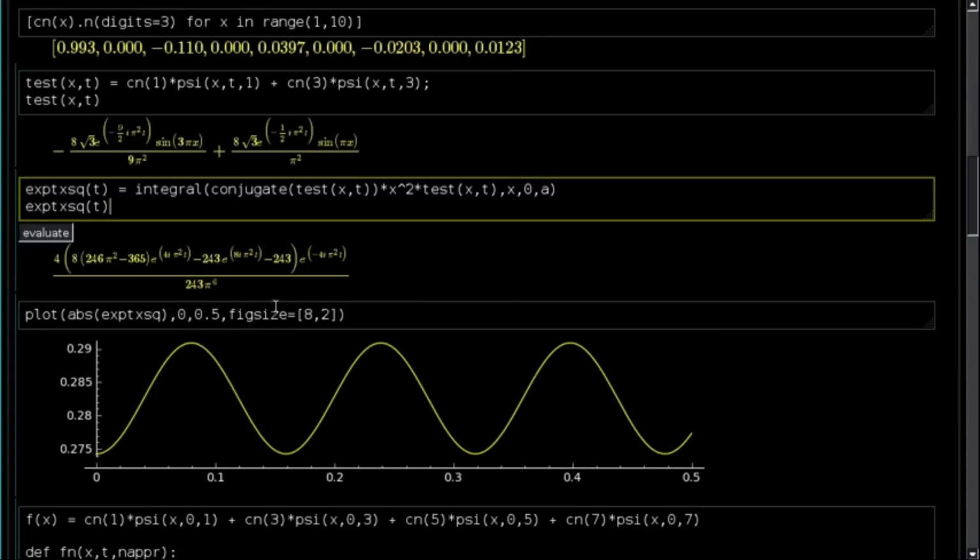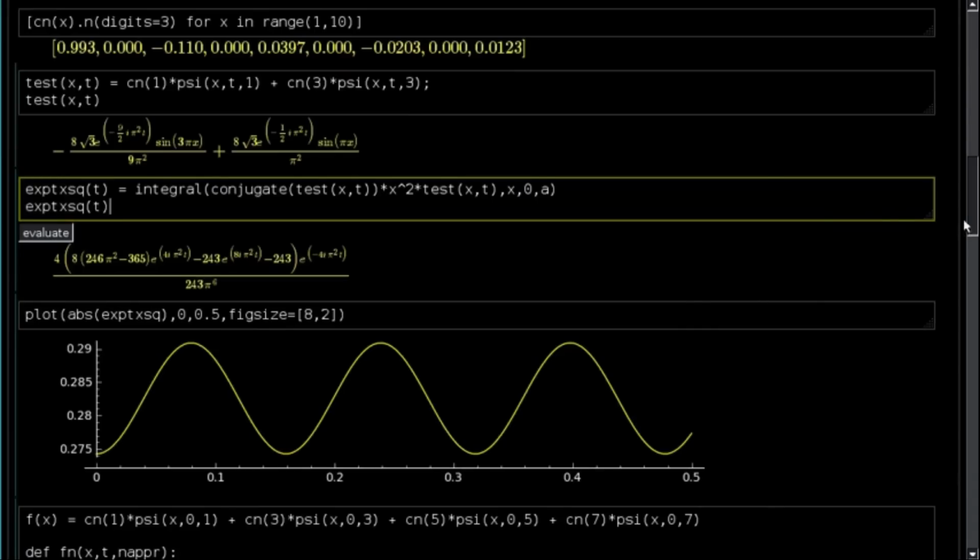And if I plot it over some reasonable range, this is what it looks like. It's a sinusoid, or a cosinusoid actually. And what we're looking at here on the y-axis is the expected value of x squared. This is related to the variance in x, so it's a measure of more or less the uncertainty in position. So our uncertainty in position is oscillating with time.